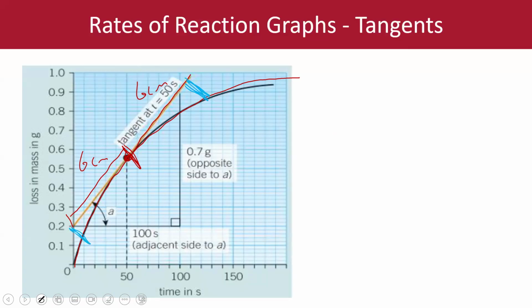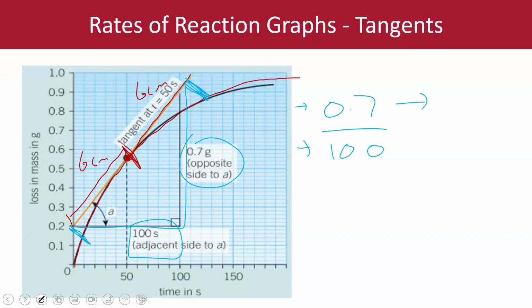You would then do amount, 0.7, time, 100 seconds. That then gives you your rate, because on the top you put the amount, and on the bottom you put the time. So I'll just repeat that again. If you get asked to calculate the rate of a reaction, and it is a curve, you draw a tangent, and then just like in maths, you draw a triangle, and you put the amount on the top and the time on the bottom. Because this is in grams and seconds, your unit on this one will be grams per second.